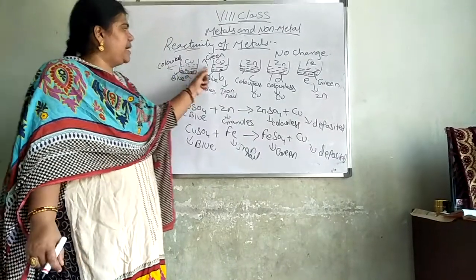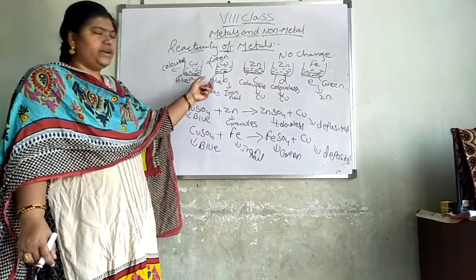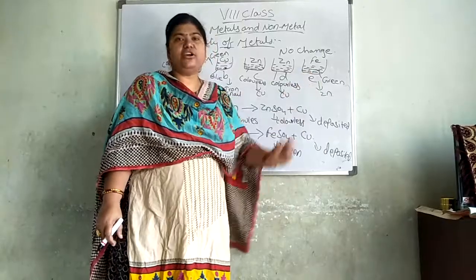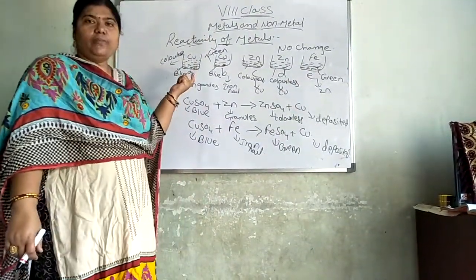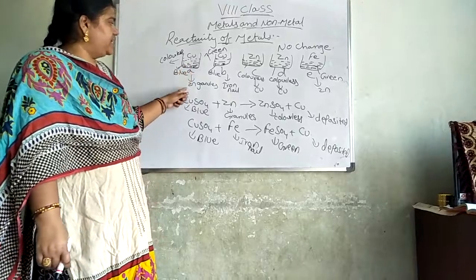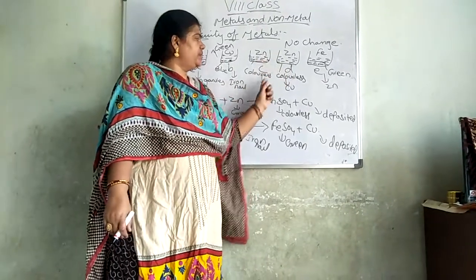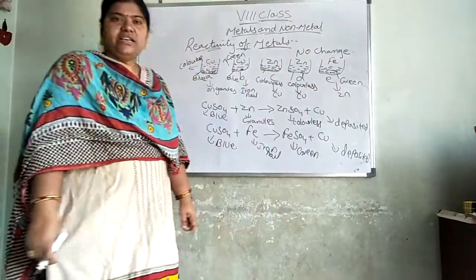Take 5 beakers A, B, C, D, E. In the first 2 beakers you take copper sulfate. In the next 2 beakers you take zinc sulfate. In the fifth you take iron sulfate. Then in the first beaker you add zinc granules. In the second beaker you add an iron nail. In the third and fourth beakers you add copper turnings. And in the fifth beaker you add zinc granules again.